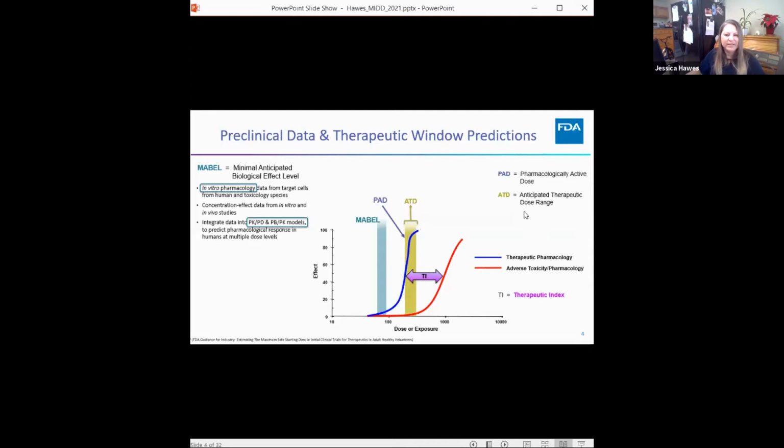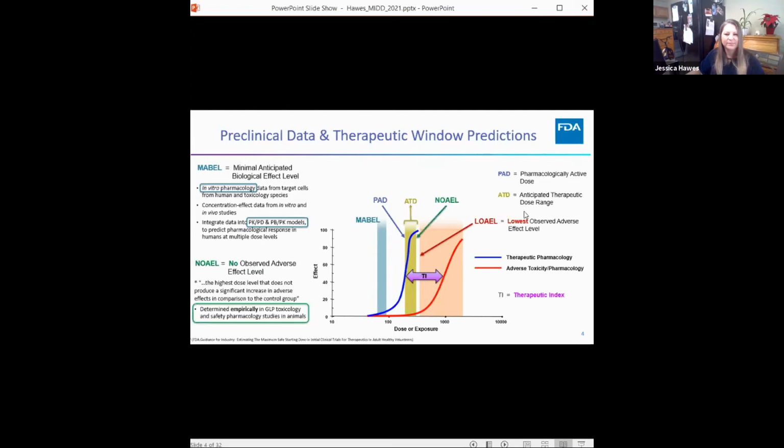The PAD, pharmacologically active dose, is the predicted dose for 50% pharmacodynamic activity. The low AEL is the lowest dose at which adverse effects are observed, and the orange shaded region here indicates evaluated doses with adverse toxicity.